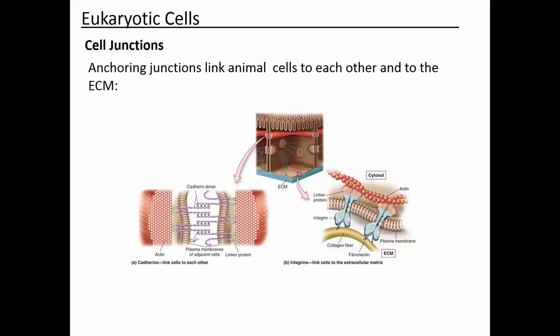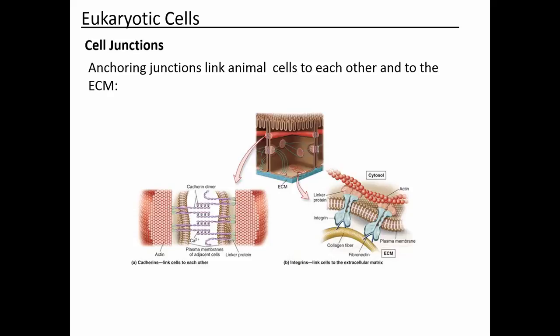And then what happens is the intracellular part of the cadherin protein links to, in this case, actin filaments through an adapter protein. So that's kind of what a picture of cadherin junctions looks like.